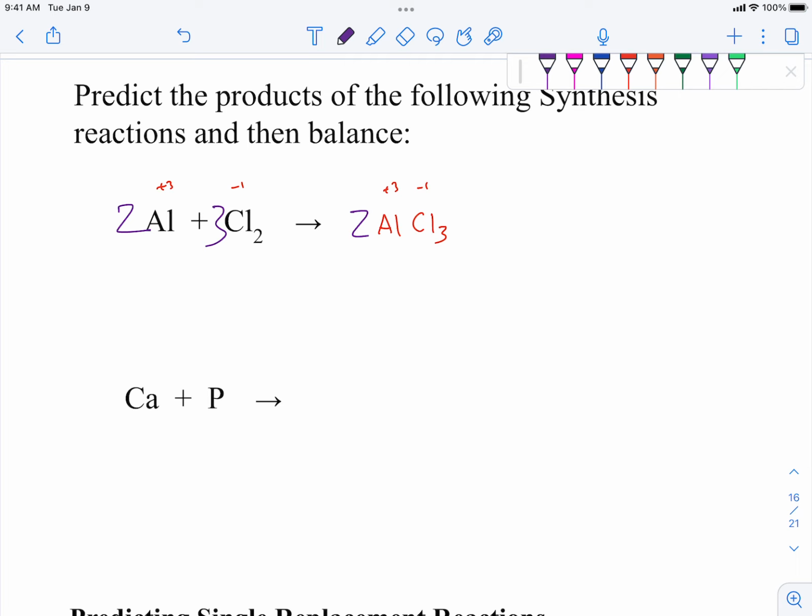Okay, try the next one between calcium and phosphorus. Okay, anybody got a product for me? What's it going to be? Renee?